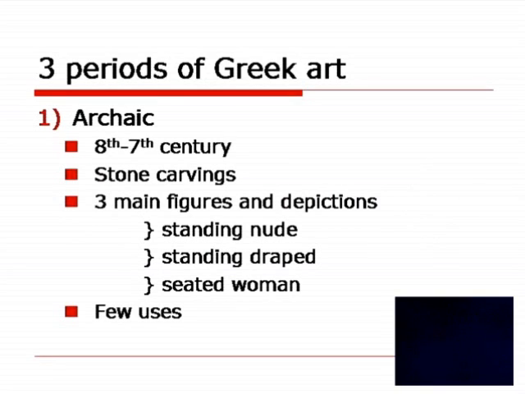The first is the Archaic period, which goes from the 8th century BCE to about the 7th century. Essentially, this covers about 200 years. In this period, the majority of art is made from stone carvings and depicts three main figures. The first figure is the standing nude, which obviously depicts a standing form, usually male.